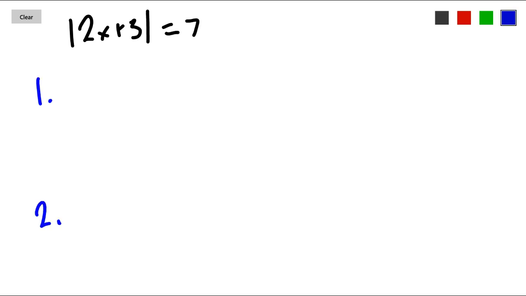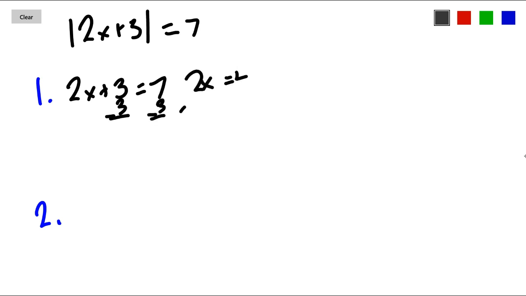So looking at another example of this, let's say that I had the absolute value of 2x plus 3 is equal to 7. So again, we're going to have two equations here. The first one is simple enough. We just have 2x plus 3 is equal to 7. So subtract 3 from both sides, and I have 2x is equal to 4. And then, of course, divide by 2, and you get x is equal to 2.